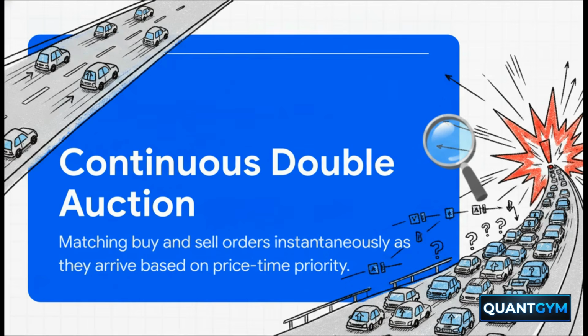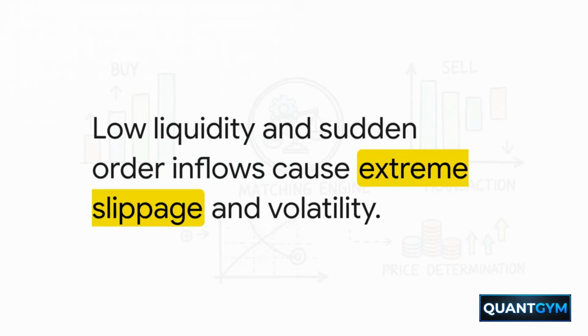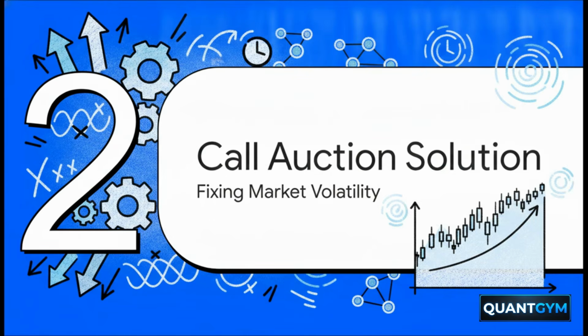Now, this is incredibly efficient when traffic is moving smoothly, but what happens when that traffic suddenly spikes? Well, if you have low liquidity, meaning not enough cars on our metaphorical highway to absorb a disruption, and suddenly you get slammed with massive institutional order inflows, you've got a recipe for a disaster. Massive orders merging into a thin market cause absolute pile-ups. We call these crashes, in financial terms, extreme price slippage and wild volatility. And this precise problem of transient order flow imbalances is exactly what exchanges had to solve to protect the entire market.